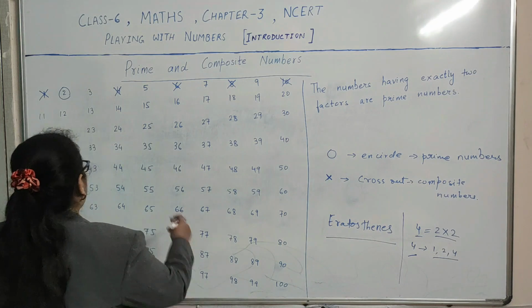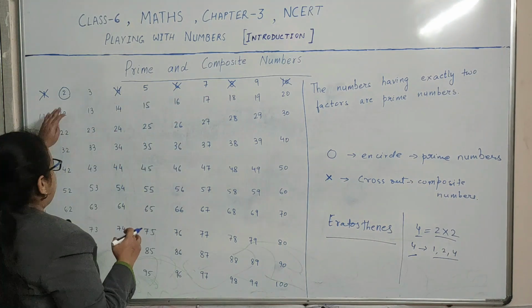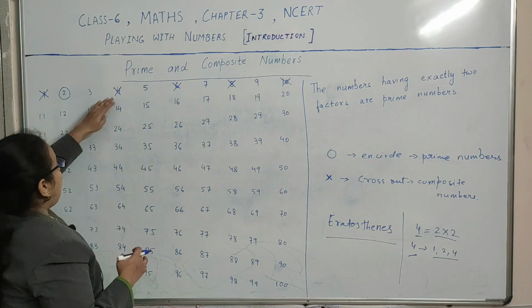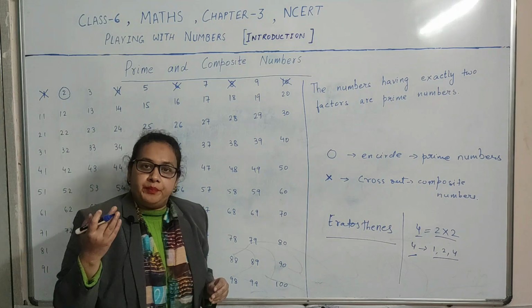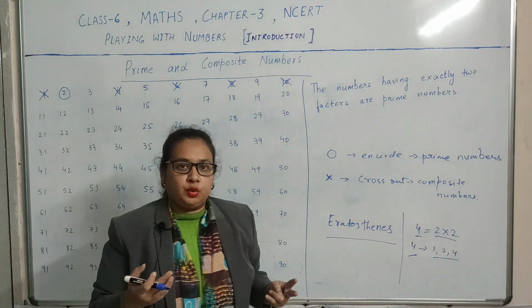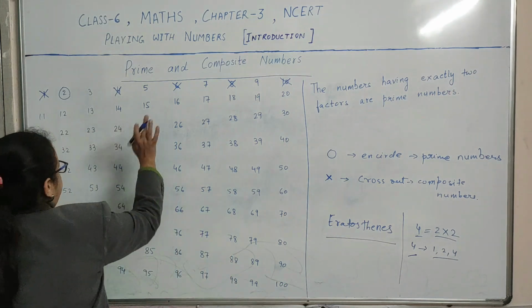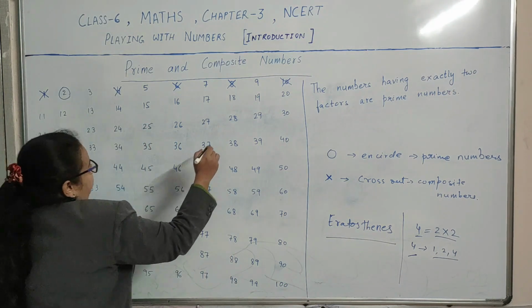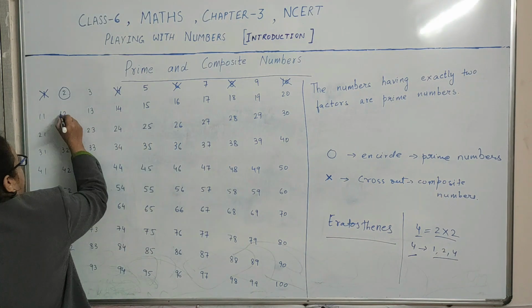So we will cross out all the multiples of 2. See, the multiples of any number are not prime numbers because they will have more than 2 factors. So we will cross out all the multiples, right? So we have to cross out the multiples of 2. So we have done up to 10.